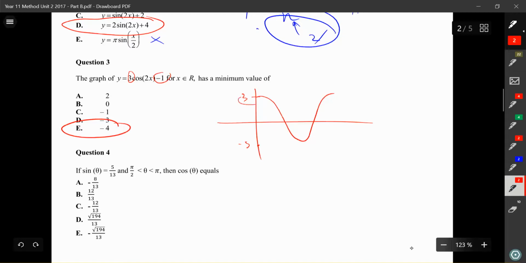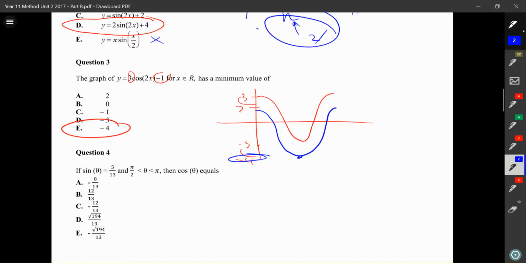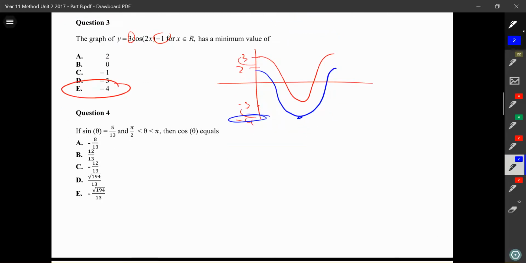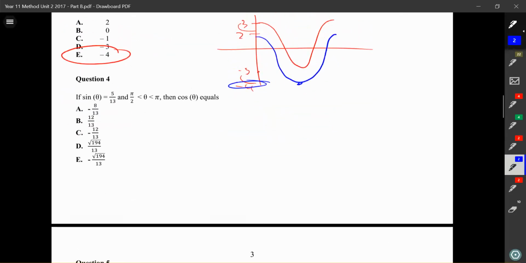So 3 comes down to 2, and then -3 now comes down to -4. So the new graph will start here and finish there. So it's gone down by 1. Okay, we're not interested in period. We're only interested in the minimum value. So you could have done that and you would have got the answer, or you could have sketched it on your CAS. CAS will be your savior when you're doing multiple choice. Okay, so learn to use the CAS.